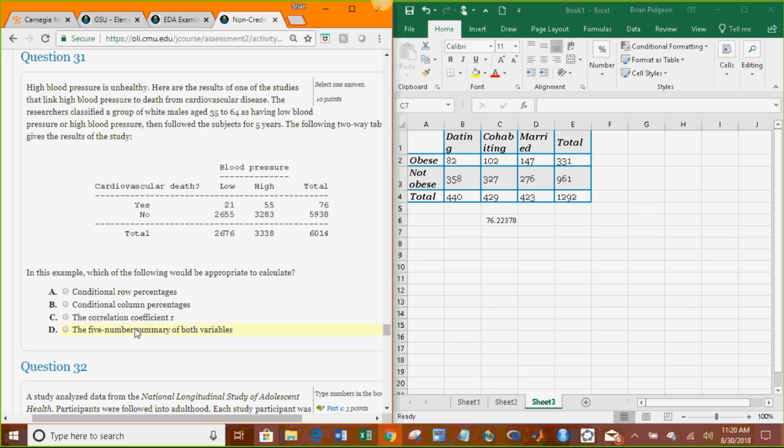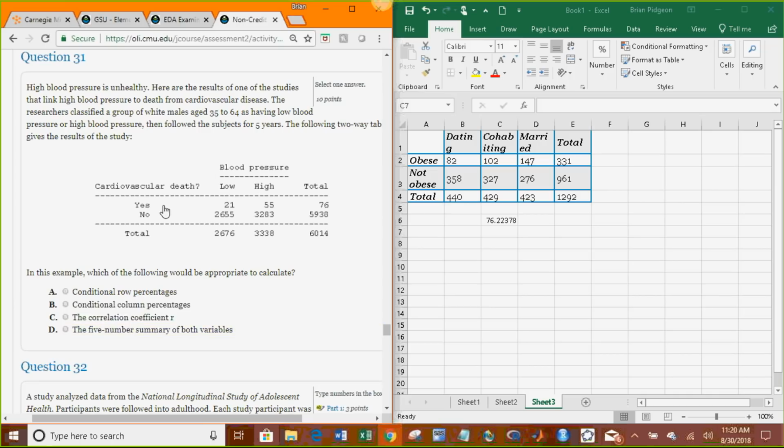The 5-number summary, basically looking at median, Q1, Q3, all that stuff. The appropriate conditional row percentages. So they're looking at what the researchers classified here, the result of the study, the group of white males. We've narrowed it down: we don't want the correlation, we don't want the 5-number summary, and we're looking to see about death from cardiovascular disease.